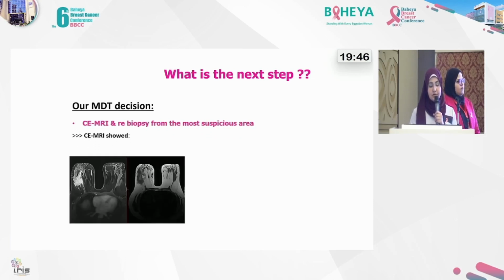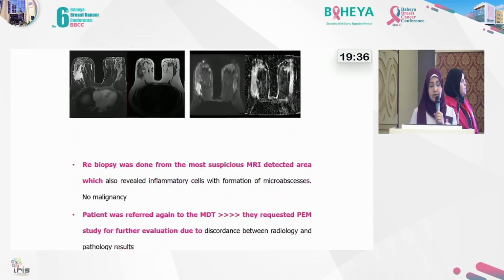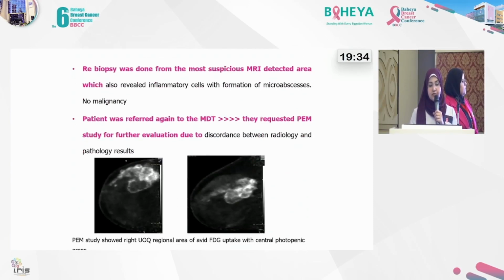Contrast-enhanced MR showed right breast upper outer quadrant, segmental area of heterogeneous non-mass enhancement showing variable degrees of diffusion restriction. So the re-biopsy was done from the most suspicious area detected on MR, and also revealed inflammatory cells with formation of microabscesses, no malignancy. Patient was referred again to the MDT. They requested a PEM study for further evaluation due to discordance between radiology and pathology results.